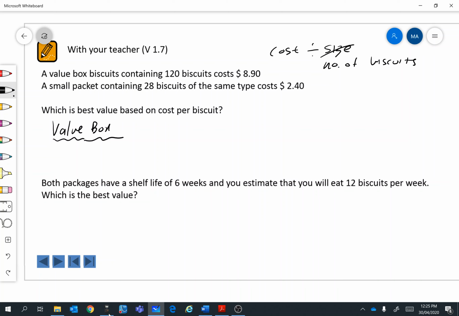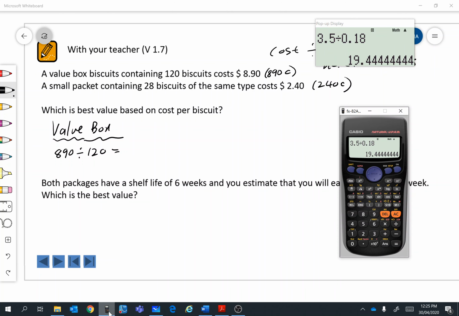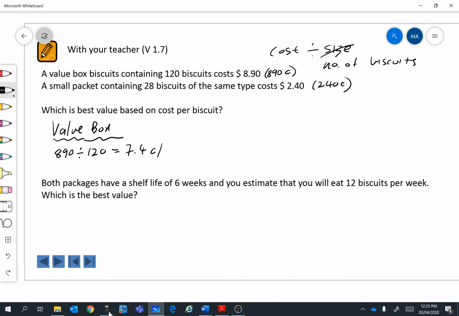Okay, so let's see. I might convert this cost to cents, so that's 890 cents, and I'll convert this one to 240 cents to do the comparison. So 890 divided by 120. If we do that, it costs 7.4 cents per biscuit if we just go to one decimal place. And that's in the big value box.